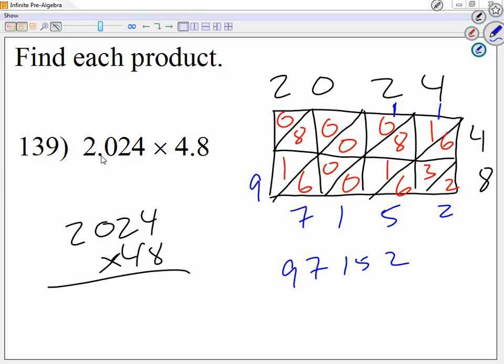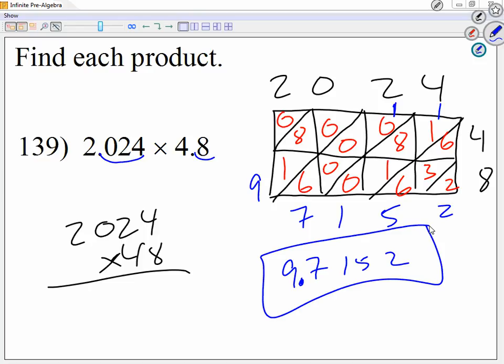On my question, I notice the first one has 3 decimal places. The other one has 1 decimal place. 3 and 1 is 4. So my answer should have 4 decimal places. Remember, what I call a decimal place is how many numbers after the decimal point. In my question, the first number had 3 decimal places. The second number had 1. 3 and 1 is 4. That's why my answer has 4 decimal places.